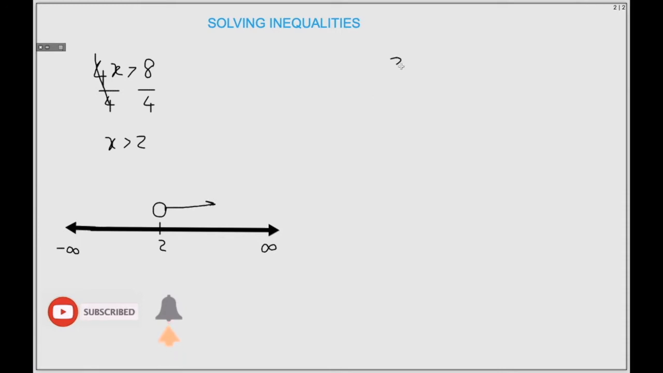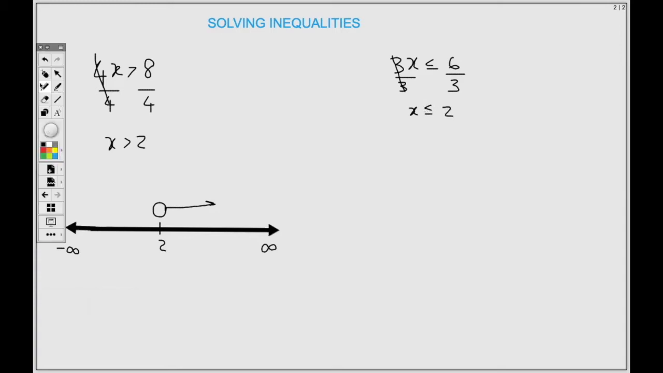And that's it. Now, the next example I have here is 3x is less than or equal to 6. So solving, we divide both sides by 3. 3 into itself goes 1 time, so I'm just left with an x. It's less than or equal to, and 6 divided by 3 is 2. Again, I need my number line to represent this.